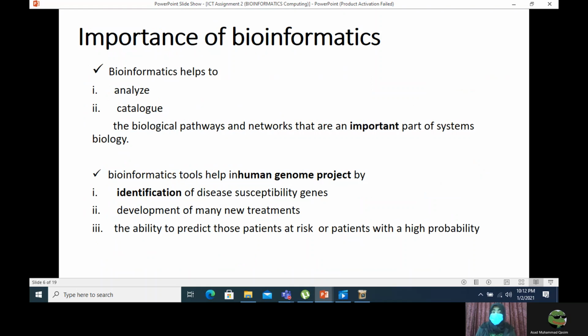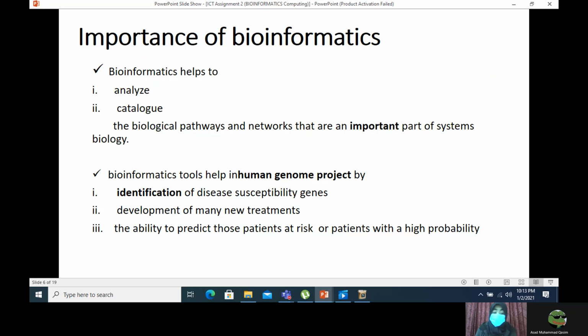Now, what is the importance of bioinformatics? It has huge importance in our lives because it lets us know the important pathways and networks of the biological systems that make us alive. It helps in the human genome project by identification of disease-causing genes. When we come to know about the disease-causing genes, we can also treat them by creating remedies.